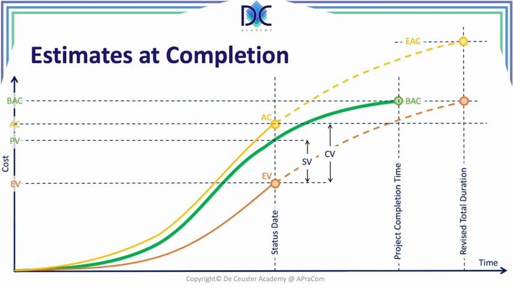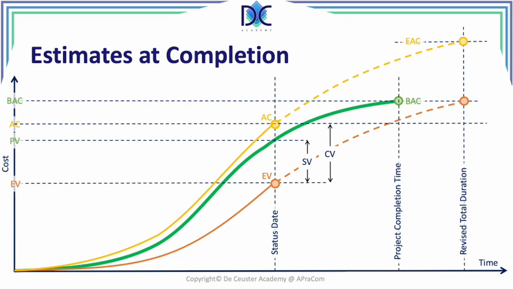What we see on the graph, first of all, we look at the green curve, which is the S curve or the cost baseline. At the end, when the project is completed, we have the budget at completion. Now we also have a status date, and that's the date where we measure earned value and actual cost. And what we do now is we extrapolate the earned value till we reach the budget at completion. So the project is finished when all value has been created, which means that the earned value is equal to the budget at completion. And here we find what we call the revised total duration.